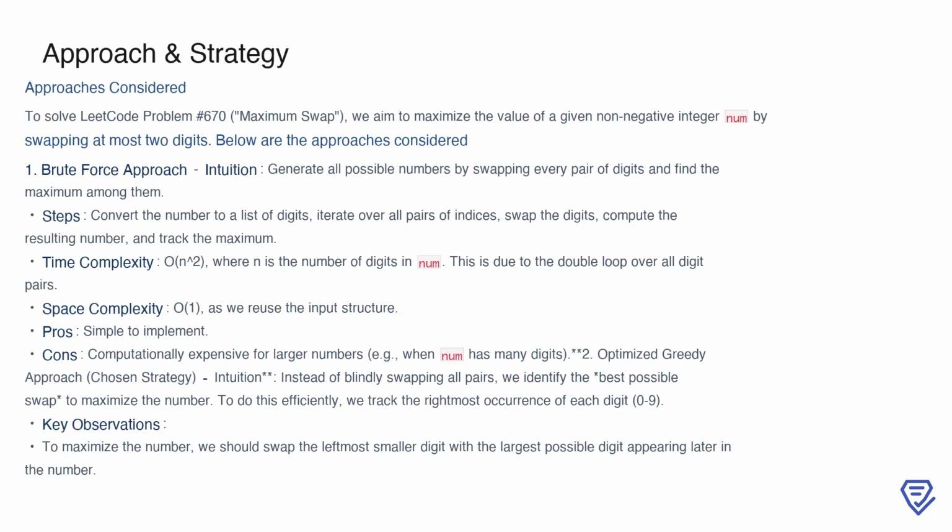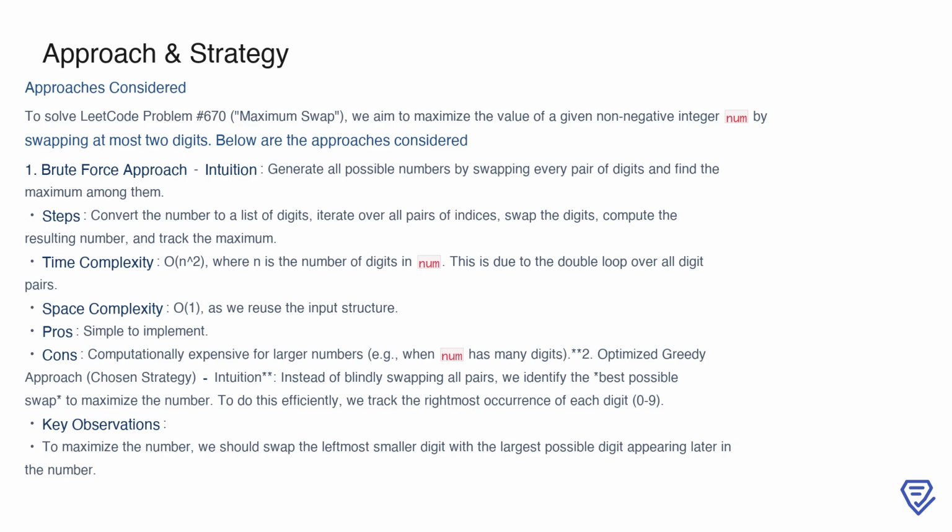To solve the maximum swap problem, the goal is to maximize the value of a given non-negative integer by swapping at most two digits. The first approach we considered is the brute force method. Here, the idea is to generate all possible numbers by swapping every pair of digits and then choosing the maximum among them. To do this, we first convert the number to a list of digits, iterate over all possible pairs of indices, perform the swap, compute the resulting number, and track the maximum value encountered.